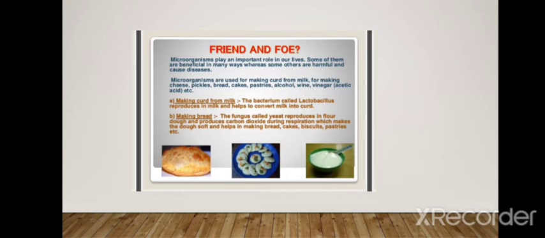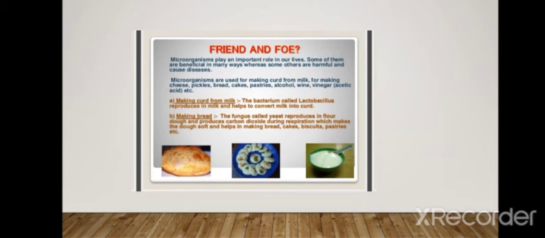Now let's see how microorganisms are friends for us, at the same time how they are enemies for us. First, let's check out the uses of microorganisms. Microorganisms play an important role in our daily life. They are used for making curd from milk, making cheese, pickles, bread, cakes, pastries, alcohol, wine, vinegar, or acetic acid.